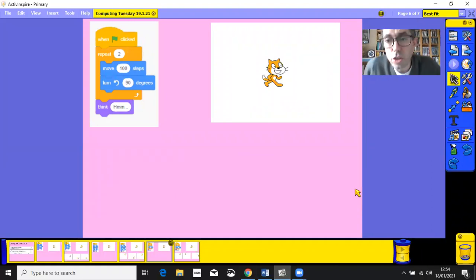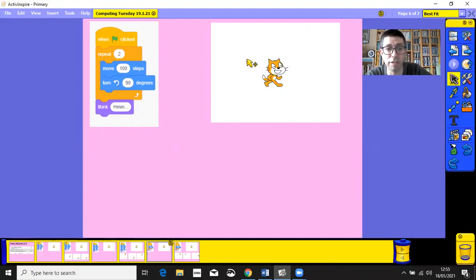Now this one has a new little thing in it. Okay. It's got this repeat bar. And what this means is it does everything that's inside it, which in this case is 100 steps and anti-clockwise 90 degrees. It does everything in it the number of times that it says up there. Okay? And it says that this is going to happen twice. And after it's done that twice, it then carries on and does whatever's at the end, which in this case is the thinking. Okay, so when I click the green flag, it's going to do this twice.